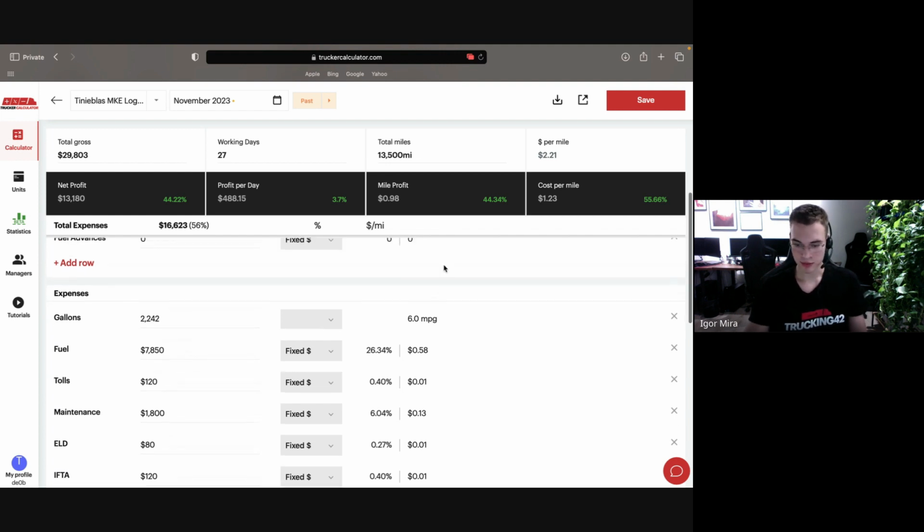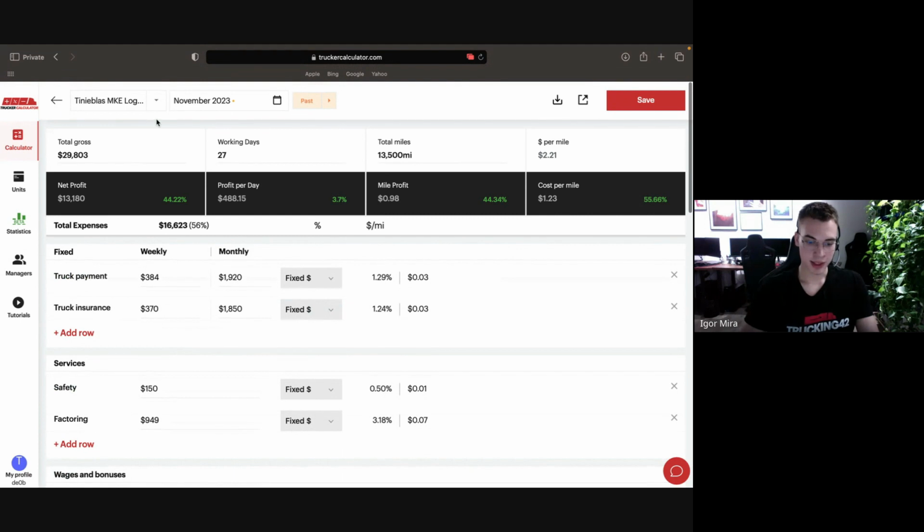How much is the cost per mile? For the total summary of your company, of your truck, it is just $1.23 per mile. One truck. Okay. Sounds good.